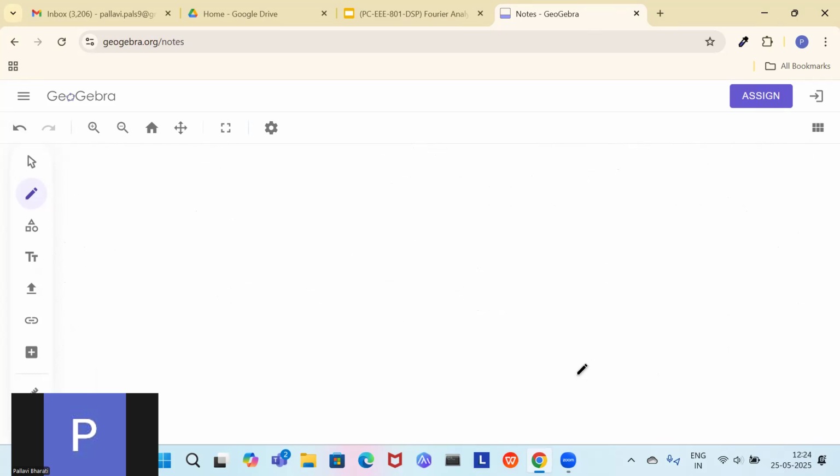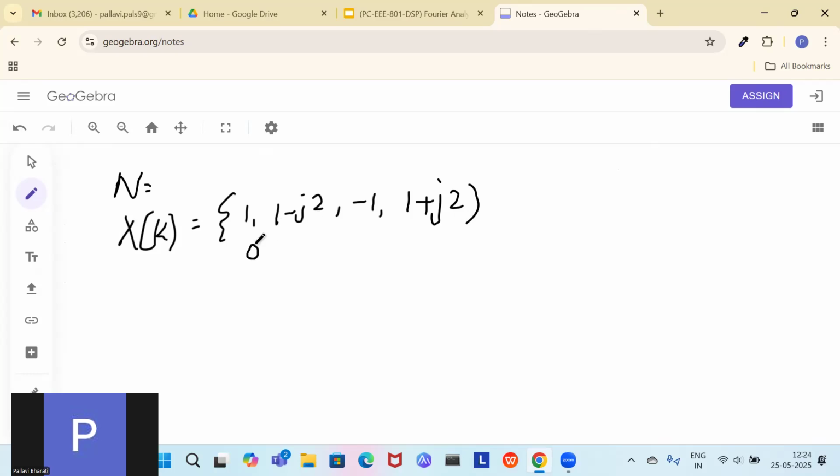What is capital N given to us? Capital N is the total number of samples in the sequence, or you can say the time period in this case. X(k) was given to us as 1, 1 minus j2, minus 1, 1 plus j2. This is the position of 0, 1, 2, and 3. So the total number of samples here is 4.